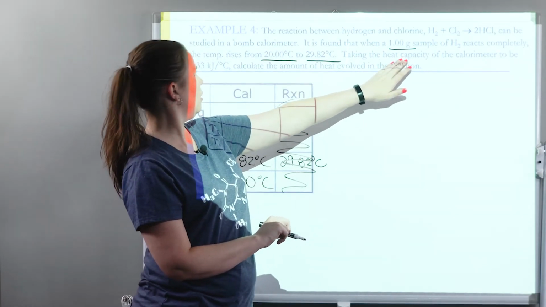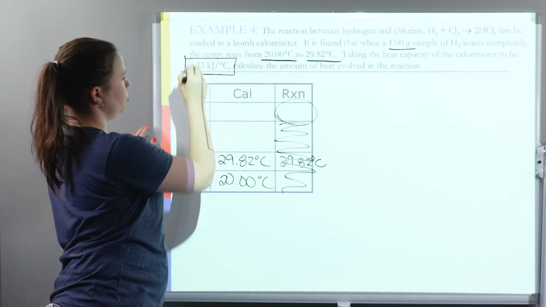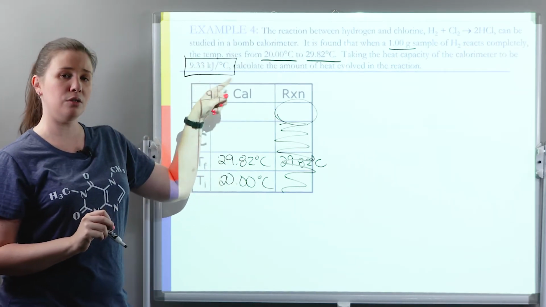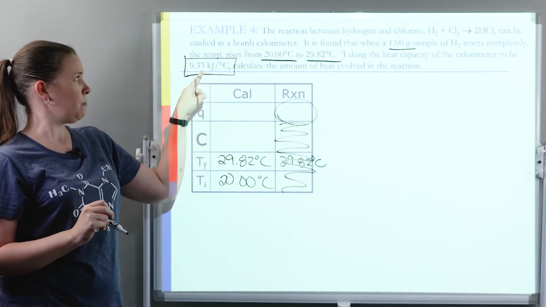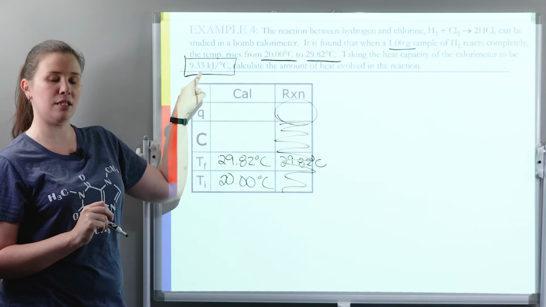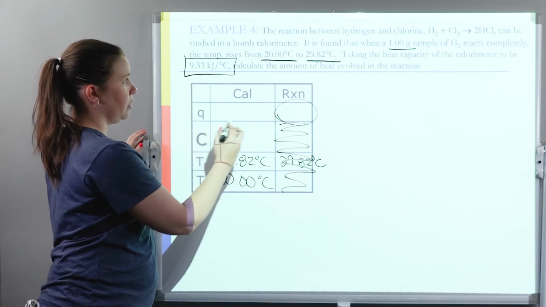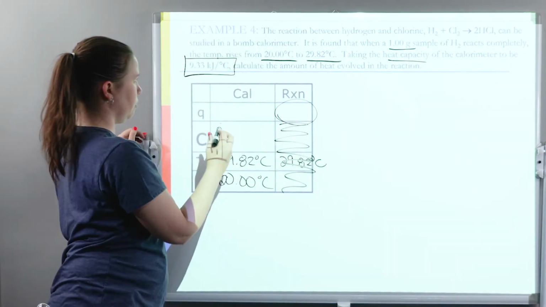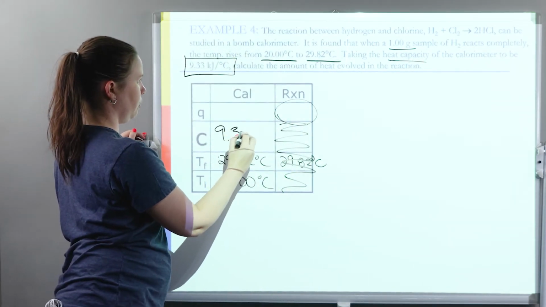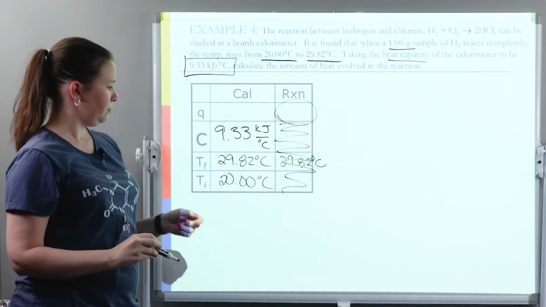So let's see what else we have in the question. Heat capacity of the calorimeter is given as 9.33 kilojoules per degree Celsius. Look at the units as well. Notice mass isn't a factor. This is kilojoules per degree Celsius. How much energy is required to raise the temperature of the entire calorimeter 1 degree Celsius? So that's what I'm going to plug in here for heat capacity, or capital C: 9.33 kilojoules per degree Celsius.